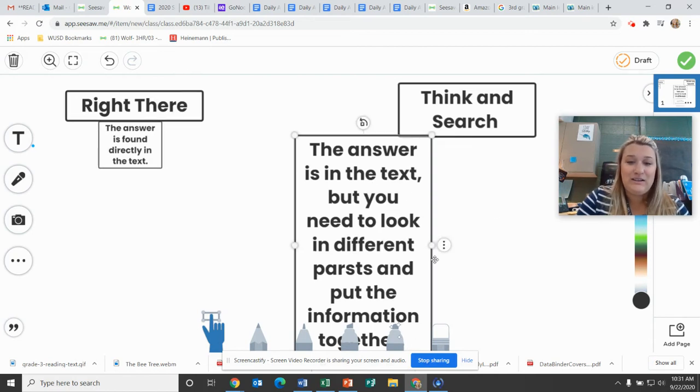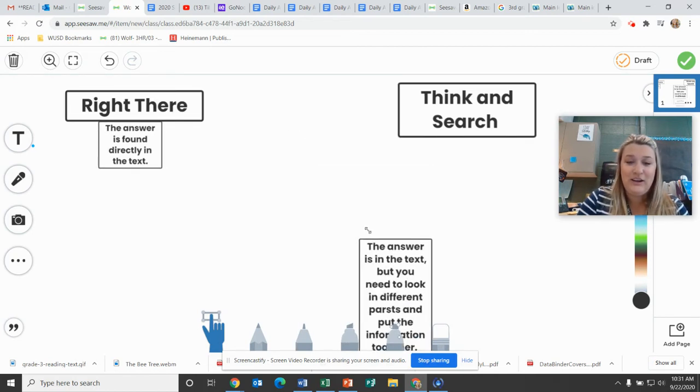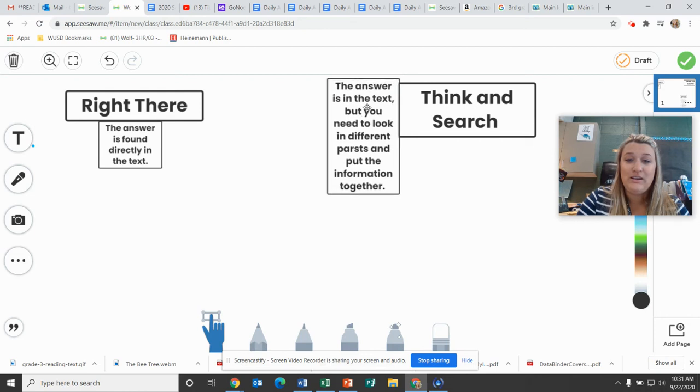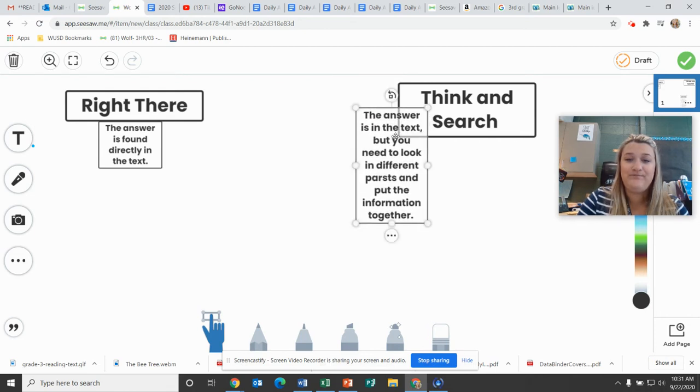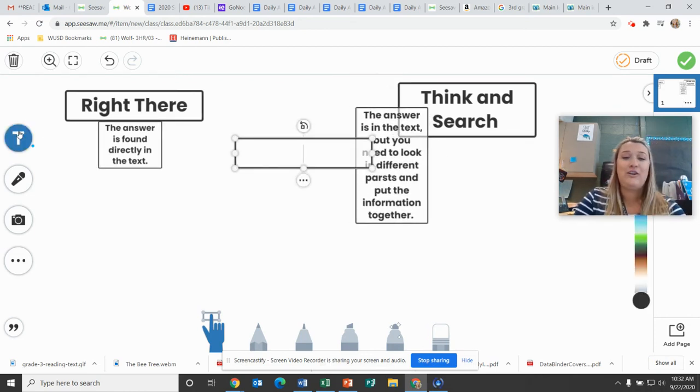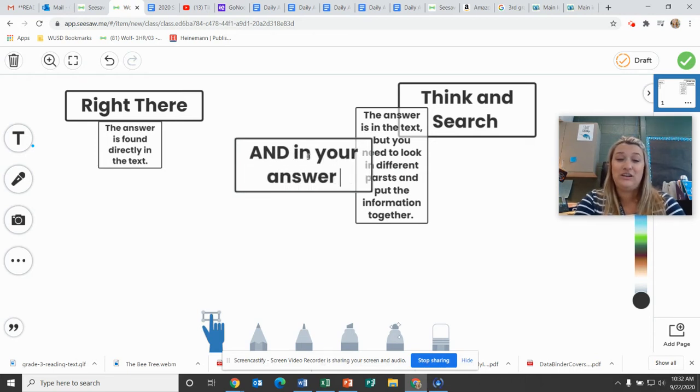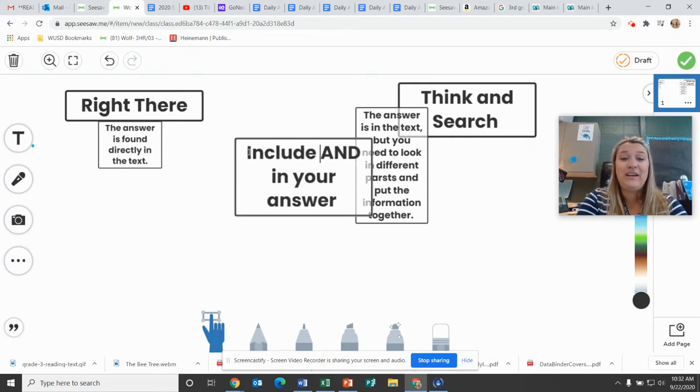And there is a secret to this one. Does anybody know that? In your answer, you must include something special. Anybody know? You need to include "and" in your answer. Why? Because you're finding it in multiple spots, and that's your key word.